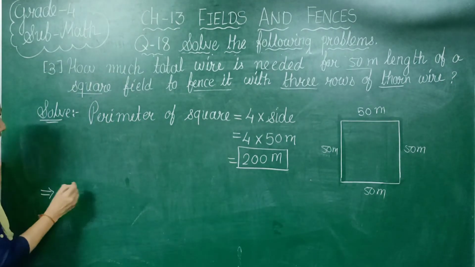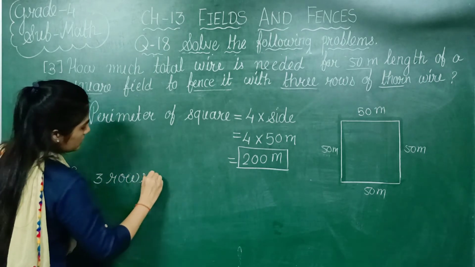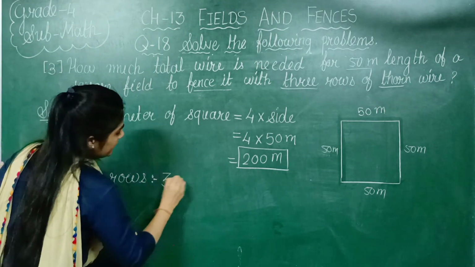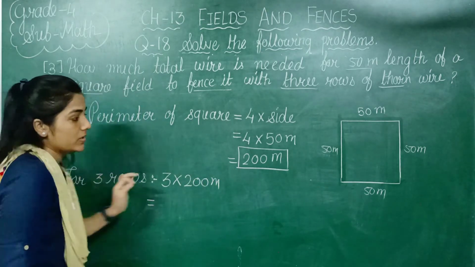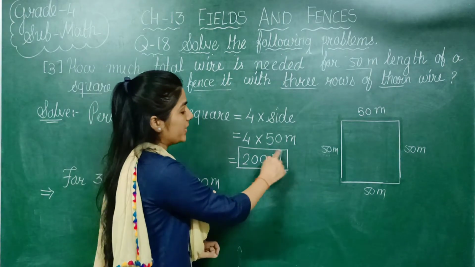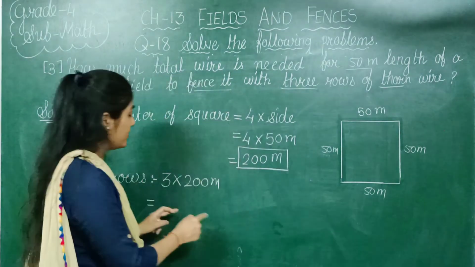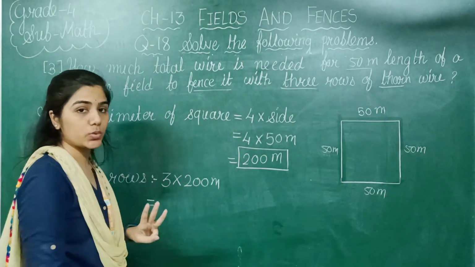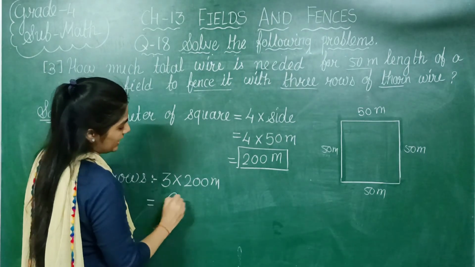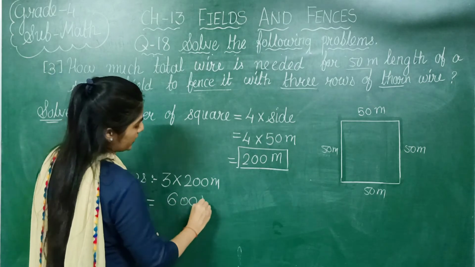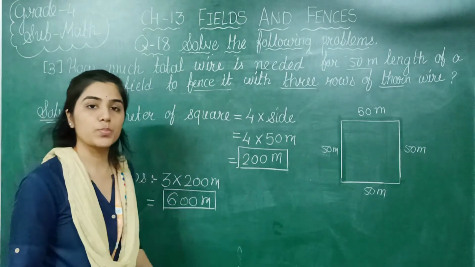So for 3 rows, 3 multiplied by 200 meter. See, this is very simple: this 200 meter is the length of one row. It means if we want to make 3 total rows, we have to multiply with this 200 meter. So 2 3s are 6 and at the back these 2 zeros, which means we need 600 meter of thorn wire to make the fence.